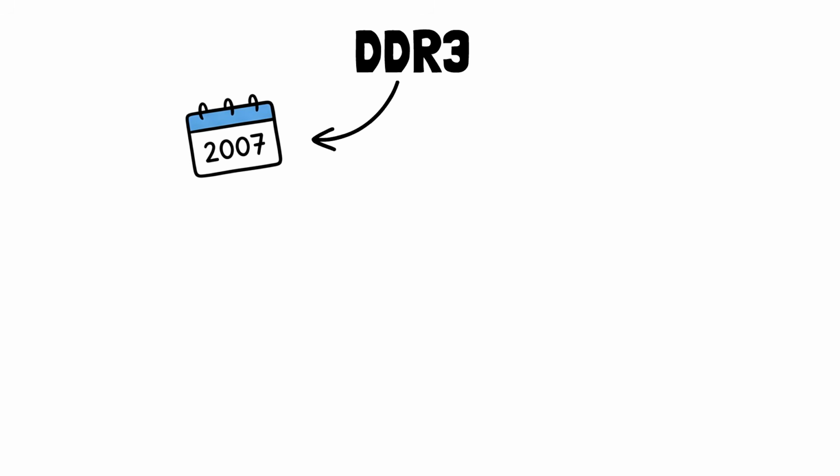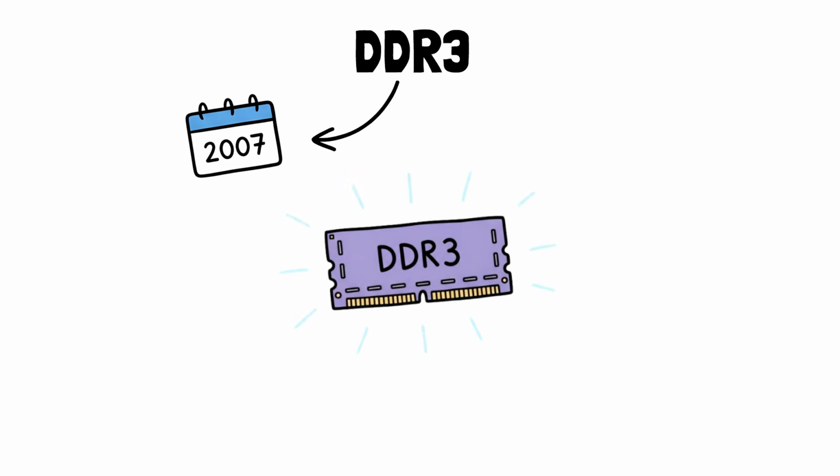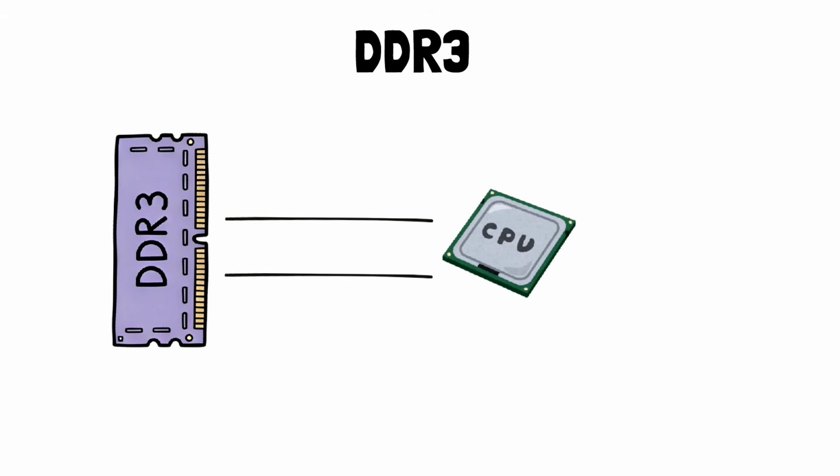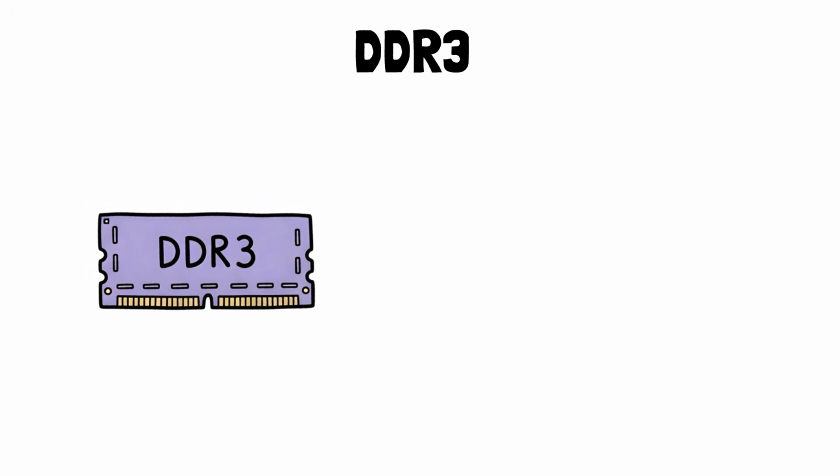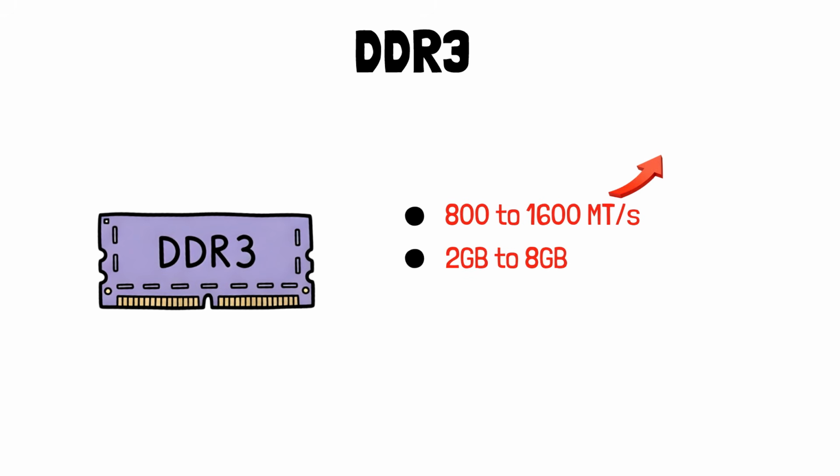In 2007, DDR3 arrived and became one of the most widely loved RAM generations. DDR3 improved not just speed, but also latency efficiency, which is why systems felt noticeably smoother compared to DDR2. DDR3 speeds typically ranged from 800 to 1600 MT per second and later even higher. Memory capacities increased to 2 gigabytes to 8 gigabytes per stick, and voltage dropped to 1.5 volts, with low-power versions at 1.35 volts.